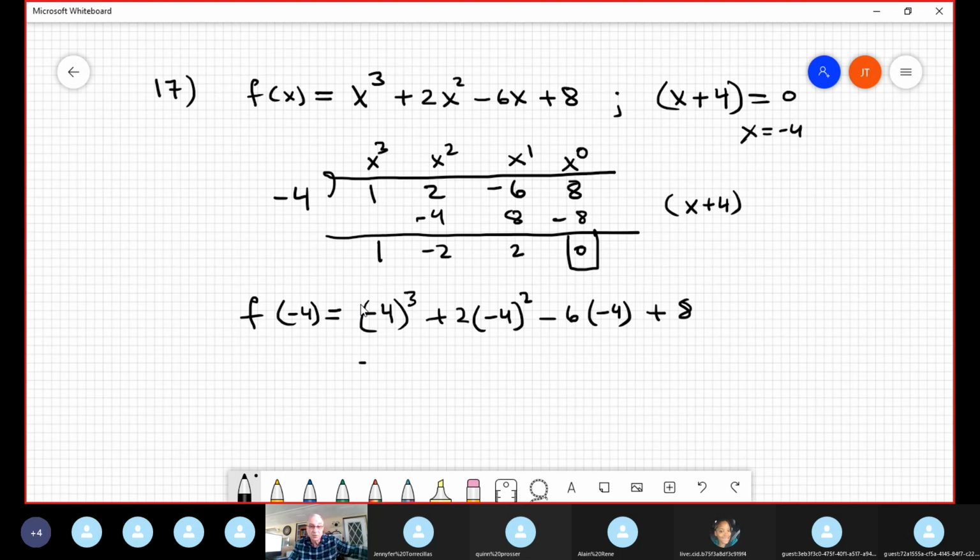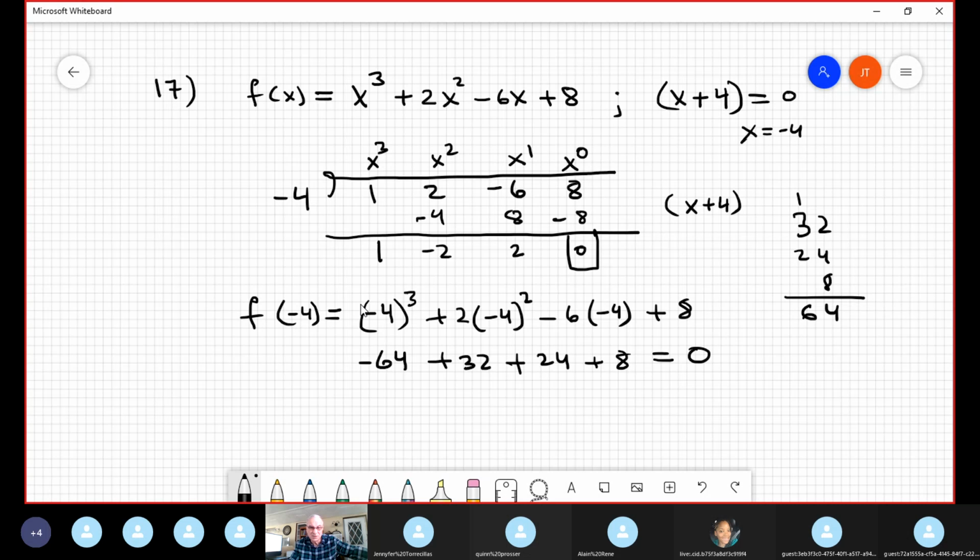Okay, this is negative 64. It's negative because when the exponent is an odd number, the result is negative, but when the exponent is even, it's positive. Okay, 16 times 2 is 32. This is 24, and this is 8. This is your verification: 32, 24, 8 is 64. So adding the positive part is 64, minus 64 is 0. You can use a calculator either way.